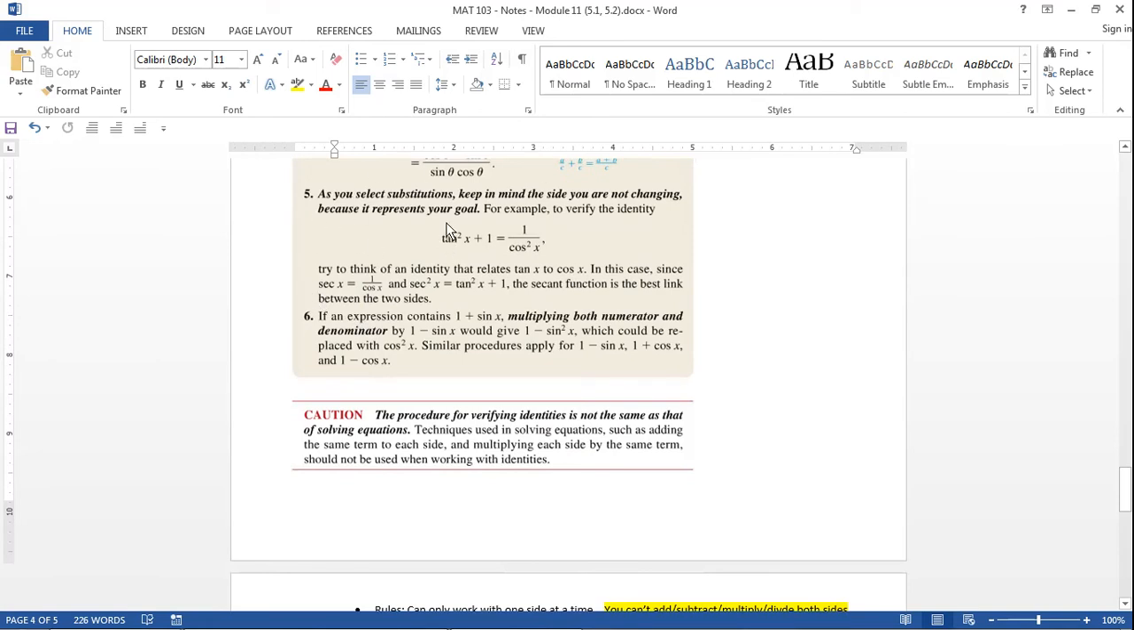Tip 5, always a good one: keep in mind the side that you're not working with, because that tells you where you're going. Make sure you're heading in that direction. For example, in this one, we're trying to write this in terms of cosine squared. That tells me we should be moving towards cosine, not towards some other trig function.